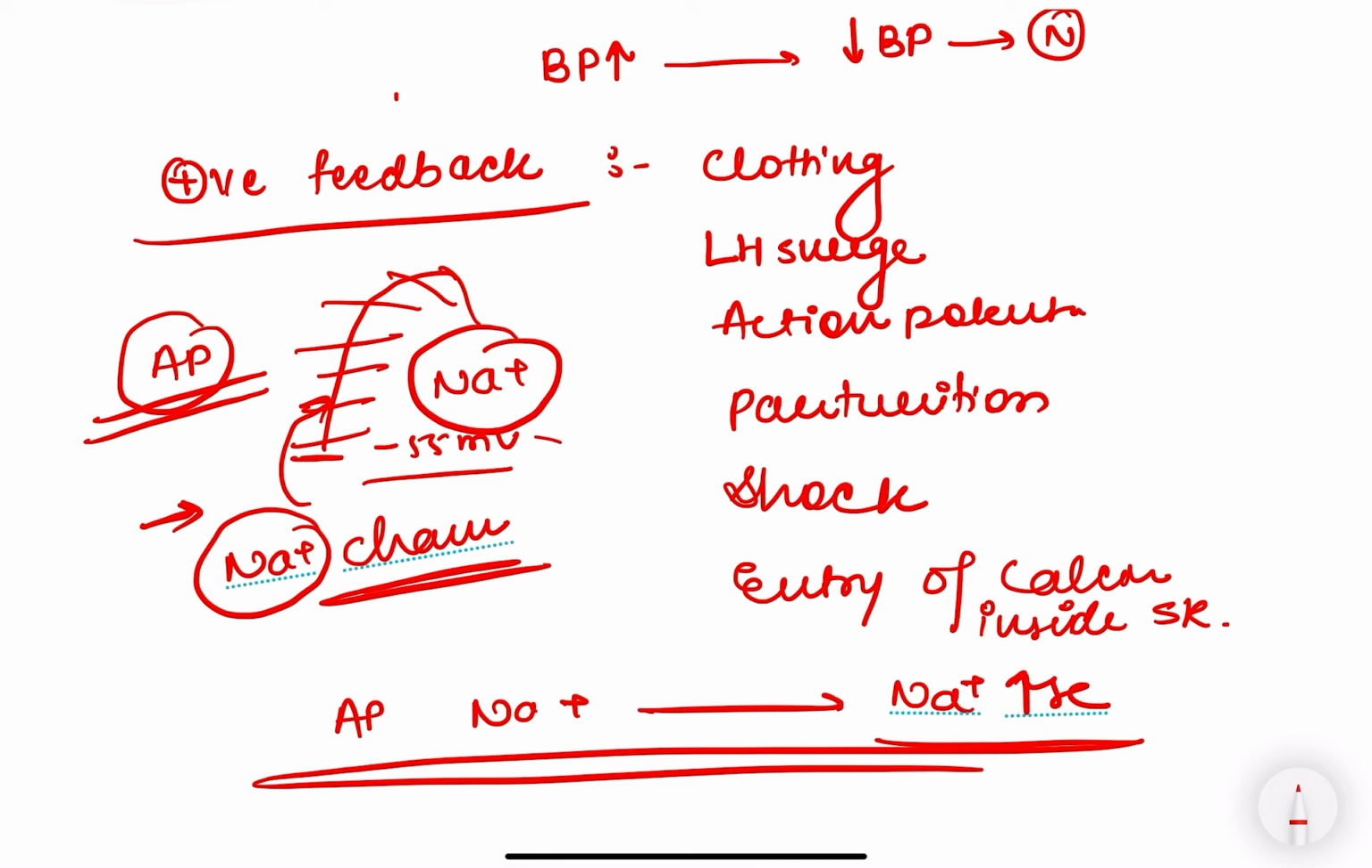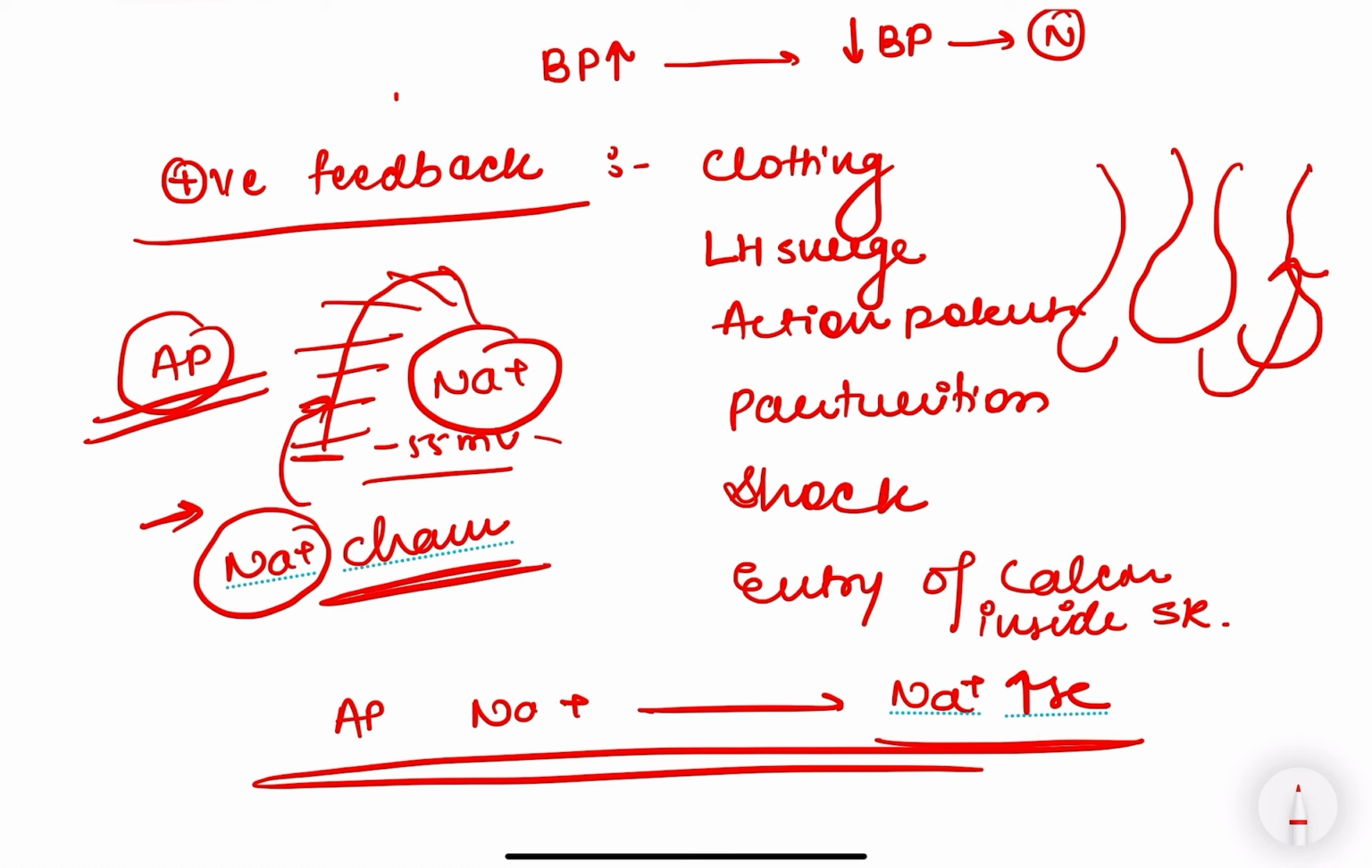The same happens in parturition, when the baby descends, there is stretching of the uterine cervix muscles. So what happens is that it gives the stimulus to the uterus so that it contracts vigorously and pushes the baby forward. So this is positive feedback.